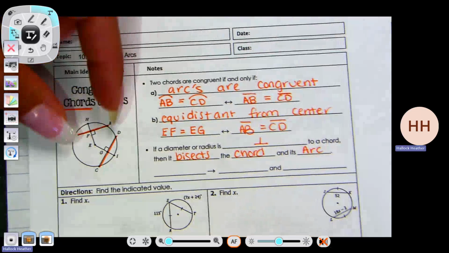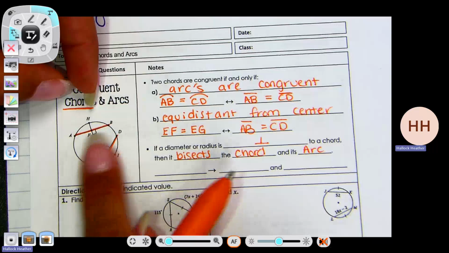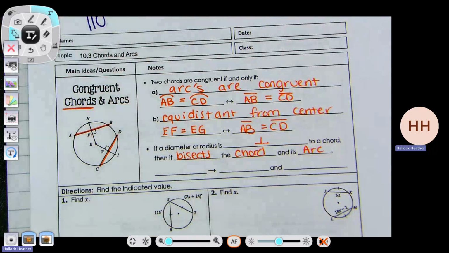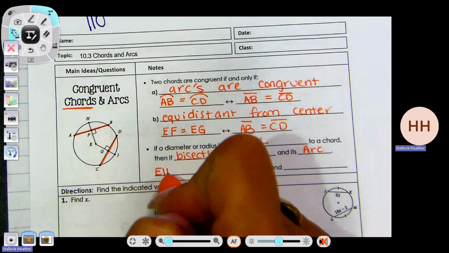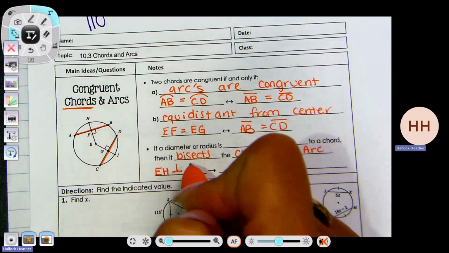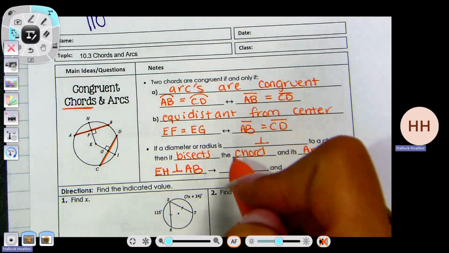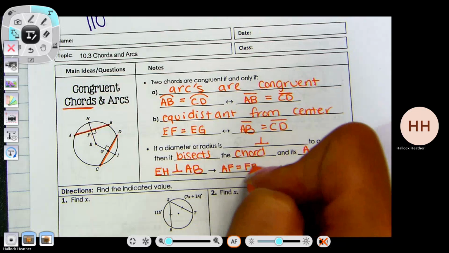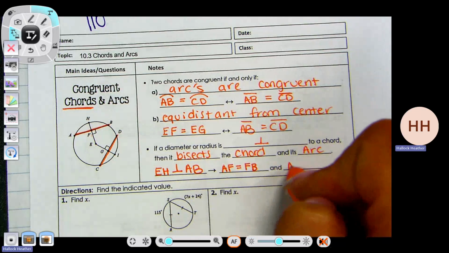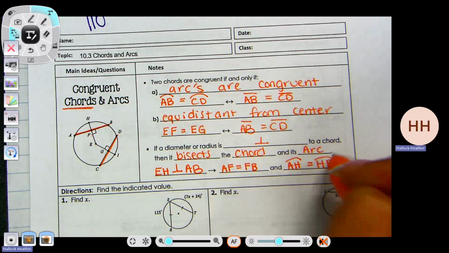So once again, if I knew the arc around the outside was 100 degrees, if it bisects it, each side would be 50-50. If I knew the length of AB was 10 and it's bisecting it, each little piece would be 5 and 5. So the pieces match. Basically, if EH is perpendicular to AB, then it's cutting it in half. So I could say AF equals FB. And I could also say arc AH equals arc HB.